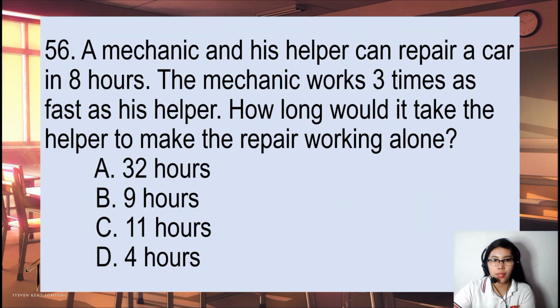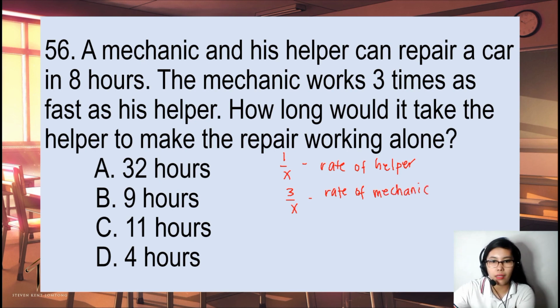Next, a mechanic and his helper can repair a car in 8 hours. The mechanic works 3 times as fast as his helper. So how long would it take the helper to make the repair working alone? Okay, so we are looking for the rate of the helper. So that is 1 over x, rate of helper. And it says here that the mechanic works 3 times as fast. Therefore, that is 3 over x, rate of mechanic.